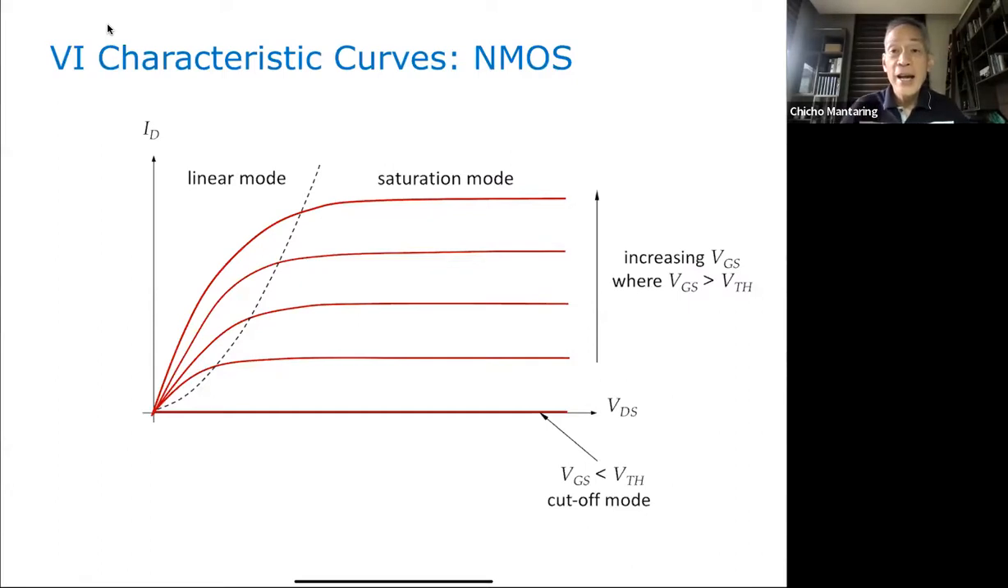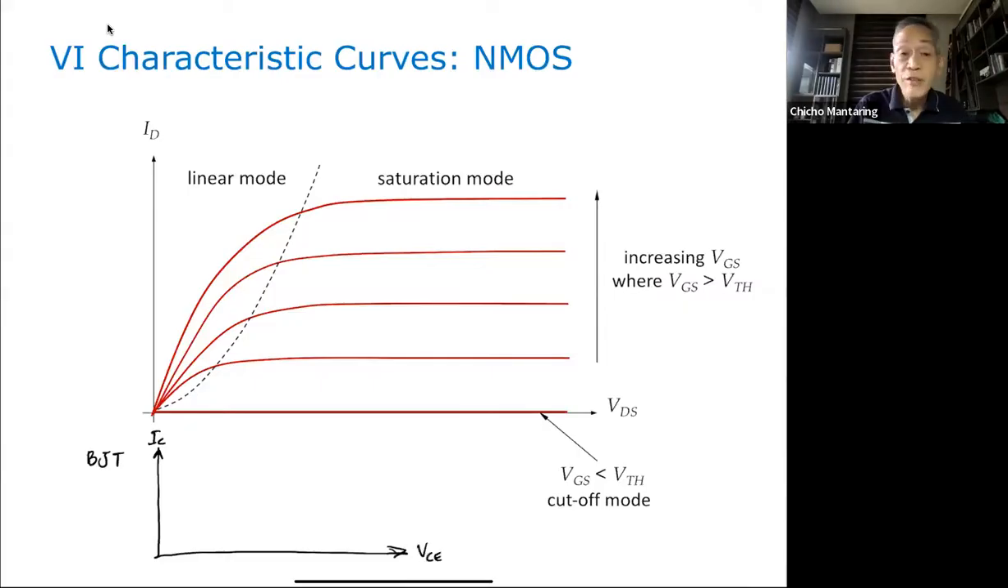Okay. I want to point out one thing. In the BJT, if you recall, we also had our characteristic curves, which is a plot of IC versus VCE. And the curves look very similar, if you recall. It's the same.